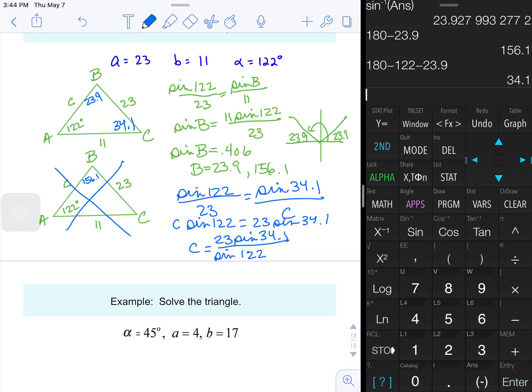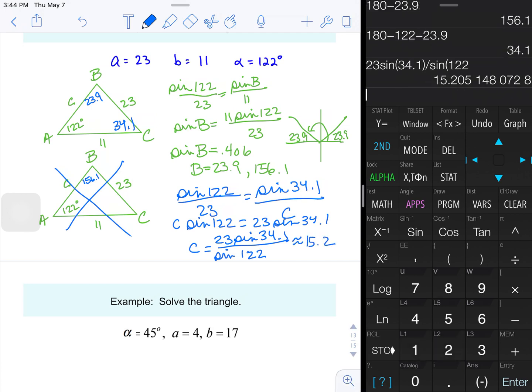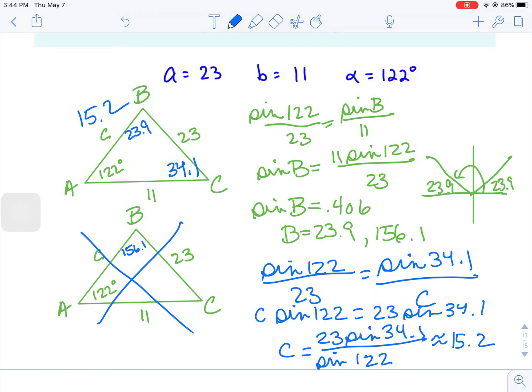Okay, plugging in our calculator, 23 sine of 34.1 divided by sine of 122. So that is approximately 15.2. Let's write that in. And now we have to examine our triangle, make sure it makes sense.